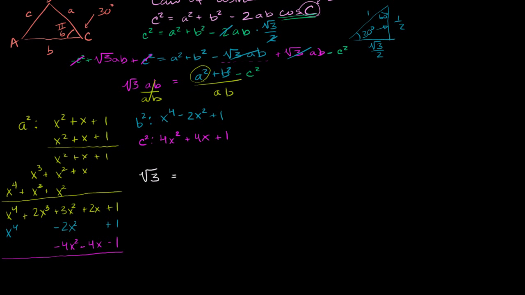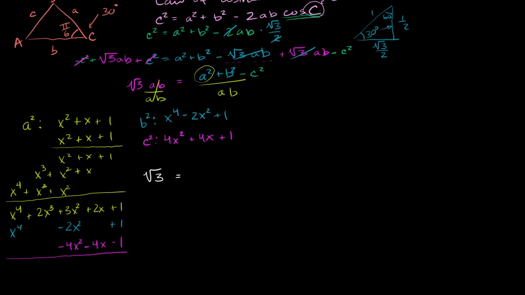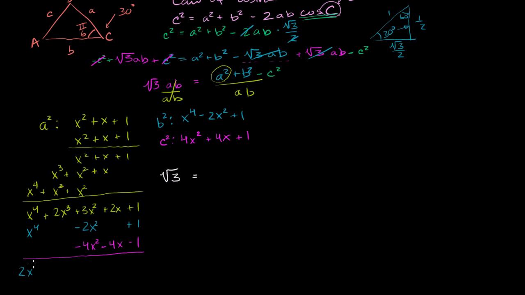We have the square root of 3 is equal to, so let me just do it down here. So you have 2x to the fourth. Scroll to the left a little bit. So we have 2x to the fourth plus 2x to the third. And then 3x squared minus 6x squared is minus 3x squared. 2 minus 4 is minus 2x. And then 2 minus 1 is just plus 1. So the numerator, this thing over here, simplifies to this. It's equal to 2x to the fourth plus 2x to the third minus 3x squared minus 2x plus 1.